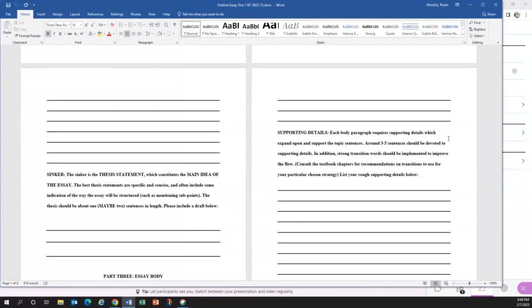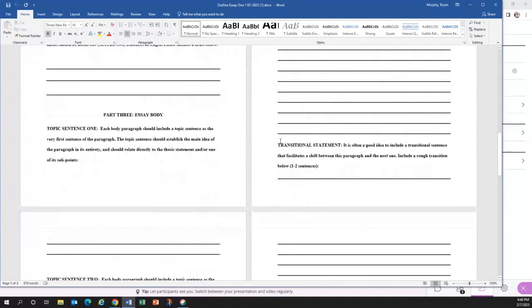So list your rough supporting details below. Now, again, you don't have to have your whole paragraph written, but if you're doing a process, do a couple of quick bullet points about the different things you're going to cover in this paragraph. Okay, that's really what I'm looking for.